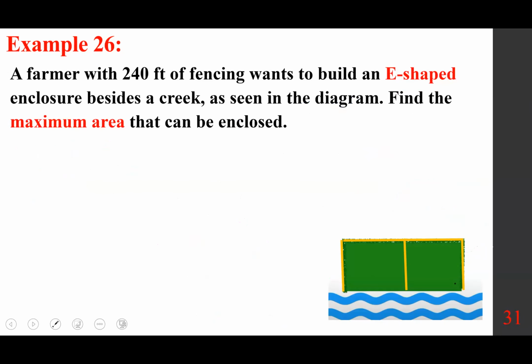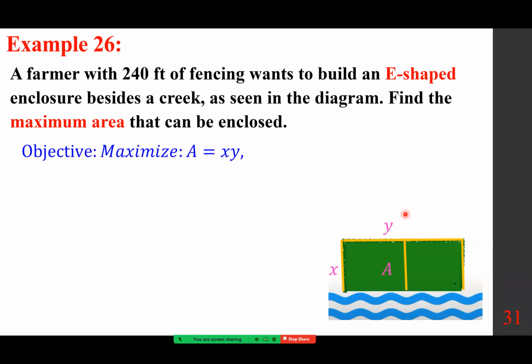Here's the last question for today. A farmer with 240 feet of fencing wants to build an E-shaped enclosure beside a creek as seen in the diagram. Find the maximum area. Well, let's throw in X and Y. So the objective is to maximize the area, X times Y, where we have 240 feet of fencing.